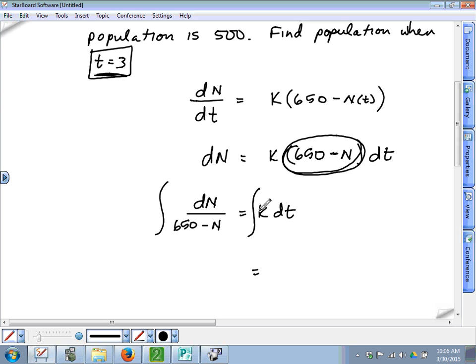The integral of k dt is kt plus C. You can just pull the k out because it's a constant, and the integral of dt is t. So it's kt plus C. Really close. We need a negative here, and then a negative here, because if you did u substitution, u is 650 minus N, the derivative would be negative. Got it.